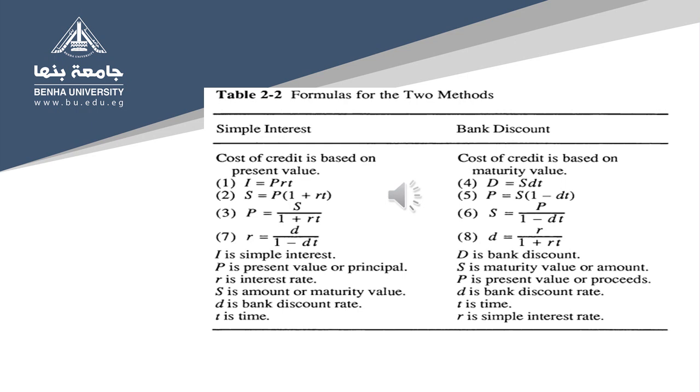I is the simple interest, B is the present value or principal, R is the interest rate, S is the amount or maturity value, d is the bank discount rate, T is the time. And on the other side, D is the bank discount, S is the maturity value or amount, B is the present value or proceeds, d is the bank discount rate, T is time, R is the simple interest rate. This comparison is very important for every student. I want every student to study and understand these slides very closely.